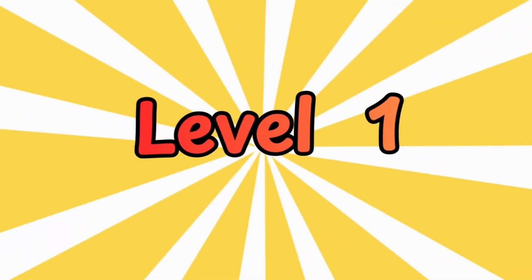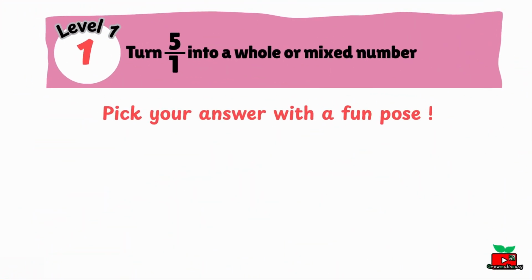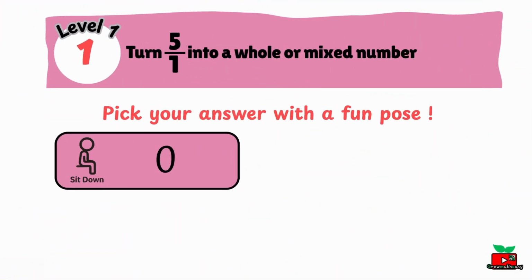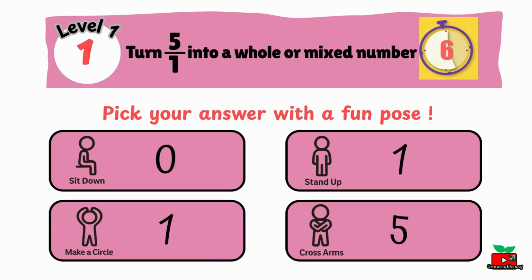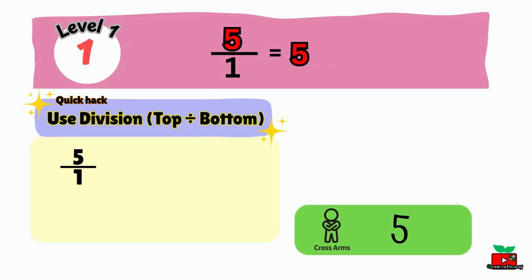Let's start with level 1. Turn 5/1 into a whole or mixed number. Five over 1 is 5. Remember, any fraction with a denominator of 1 is just the numerator as the whole number.